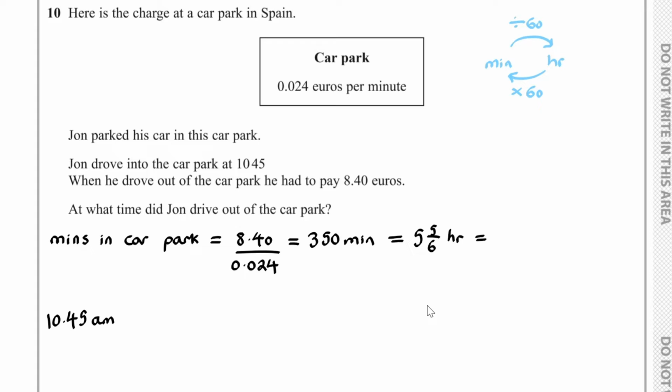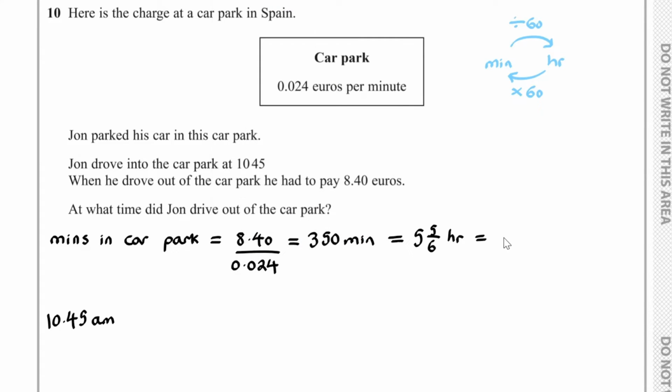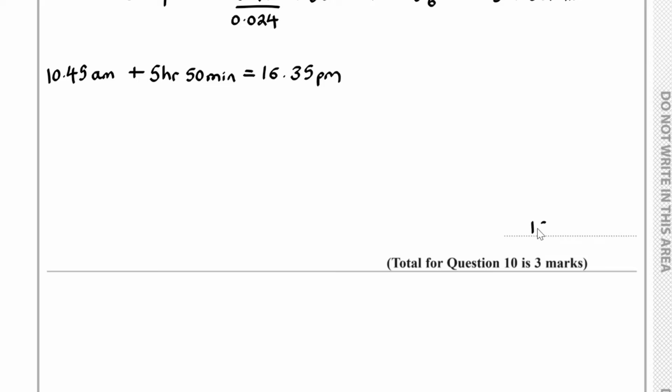Now this 5 5/6, we can convert that into minutes by multiplying by 60. So that's the same as 50 minutes. So we have over here 5 hours and then 50 minutes. So we have 10:45 AM plus the 5 hours, 50 minutes. And if we work this out, it turns out we get 16 hours, 35 minutes in the afternoon. So we have 16:35.